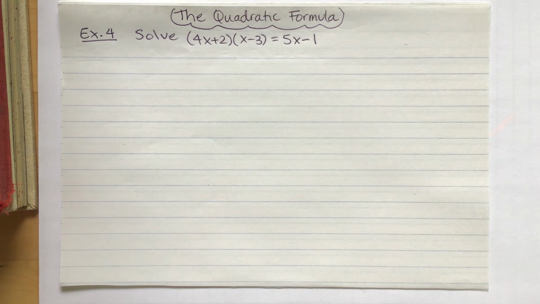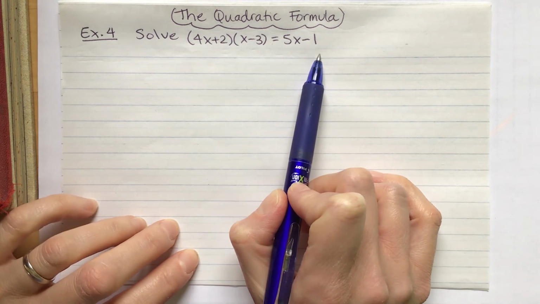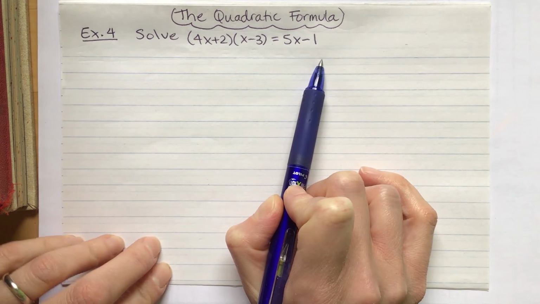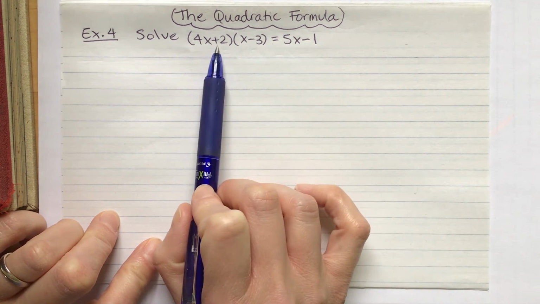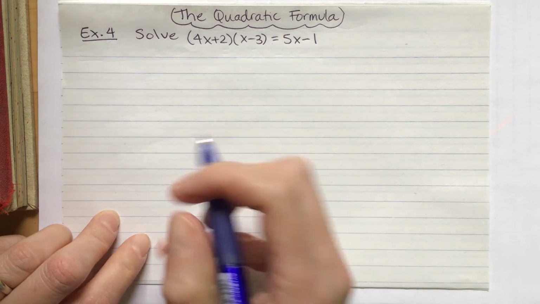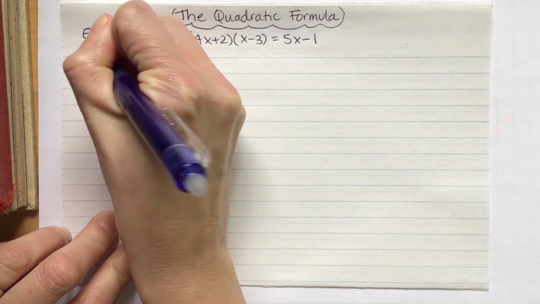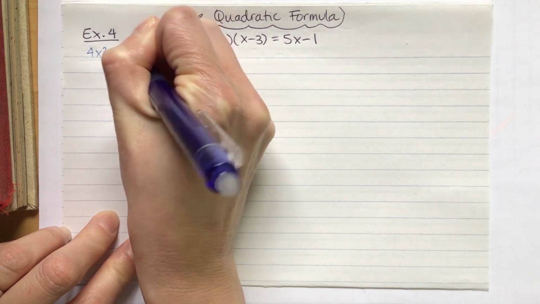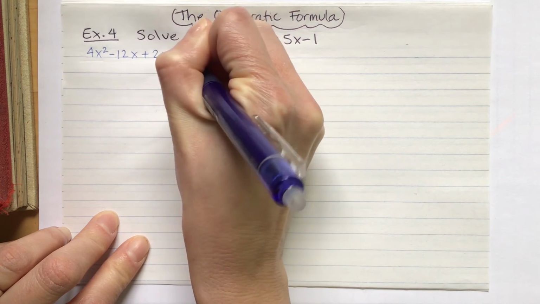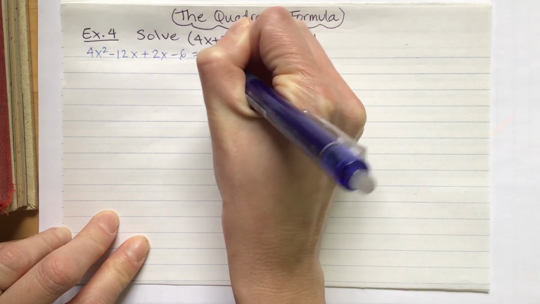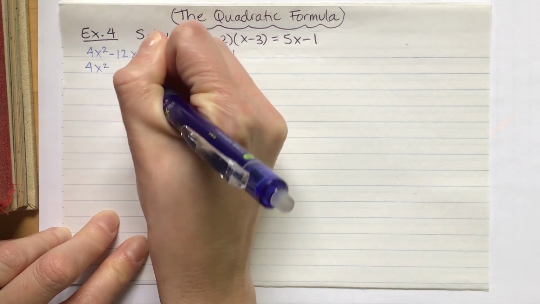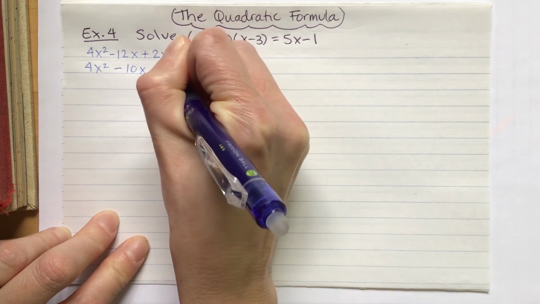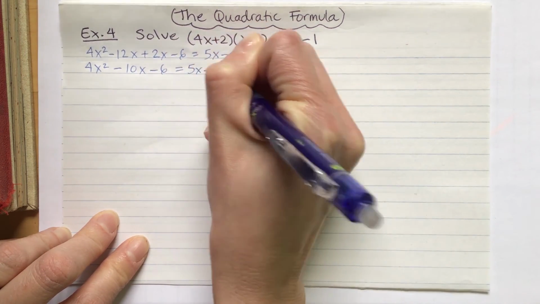Example 4 of solving equations using the quadratic formula. So in this example, we have an equation that is not yet in standard form, so we need to put this into standard form, and we're going to do that by expanding and simplifying, and then everything's going to go to the left-hand side, and we're going to set that equal to 0. So to expand, we get 4x squared minus 12x plus 2x minus 6, and that is equal to 5x minus 1. Okay, we're going to add those two terms together here. 4x squared minus 10x minus 6 is equal to 5x minus 1.